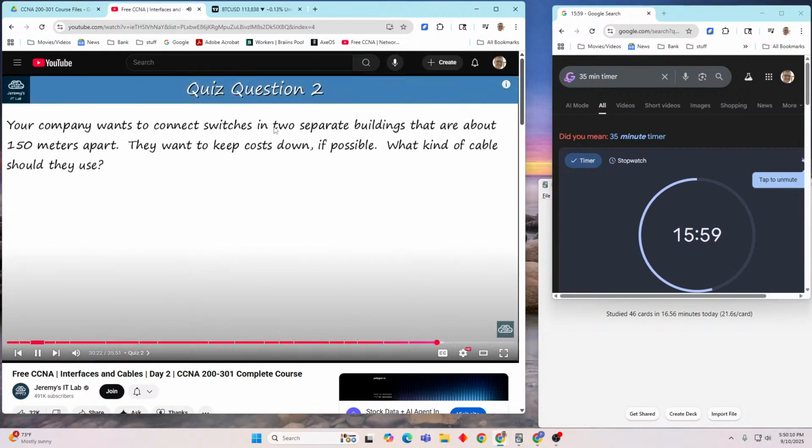Quiz question 2. Your company wants to connect switches in two separate buildings that are about 150 meters apart. They want to keep costs down if possible. What kind of cable should they use? A, UTP. B, single mode fiber. Or C, multi-mode fiber. Pause the video to think about your answer.